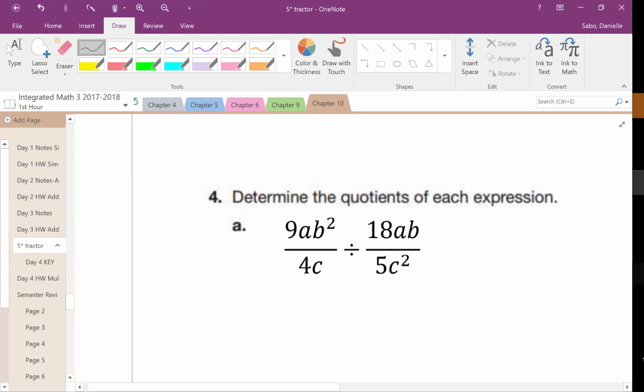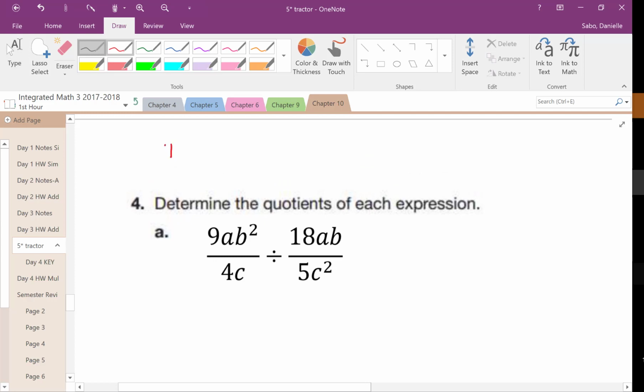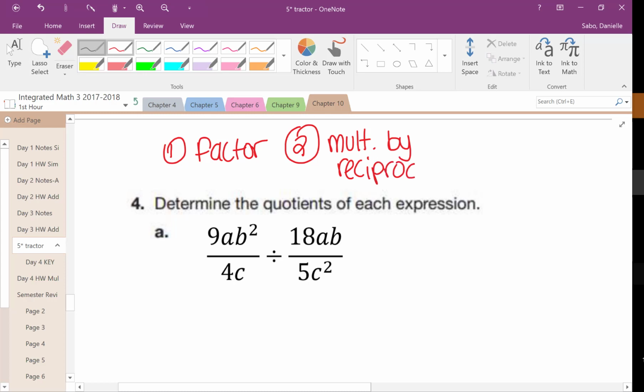All right. So same process with one extra step. When you divide fractions, remember what I have to do. Cross multiply? Not cross multiply. There's no equal sign. Flip. You change it to multiplication, and what's that called when we flip it? The reciprocal. Very good. So, 1, factor if you can. 2, multiply by the reciprocal.